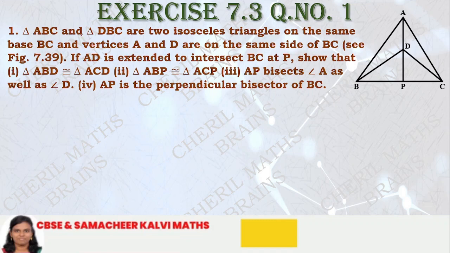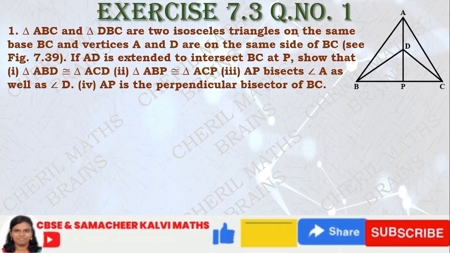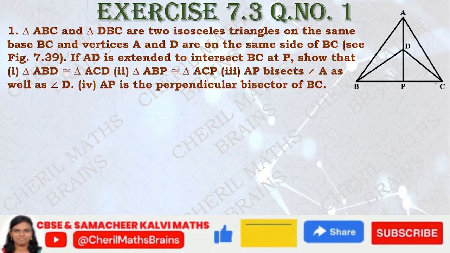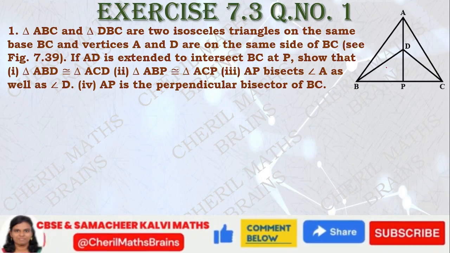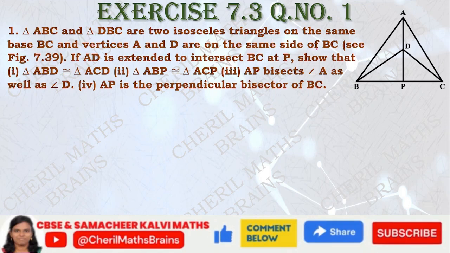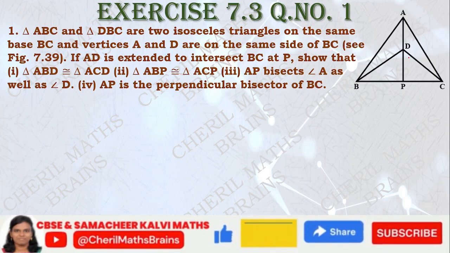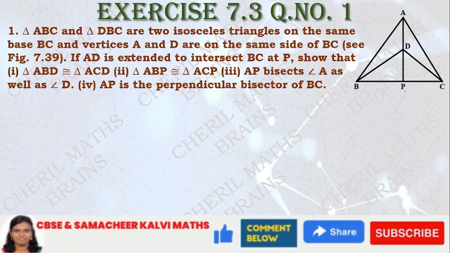Triangle ABC and triangle DBC are two isosceles triangles on the same base. So we are given that there are two isosceles triangles on the same base, and the vertices A and D are on the same side of BC. So we are given the picture here, the diagram. If AD is extended, so AD is extended to intersect BC at P.